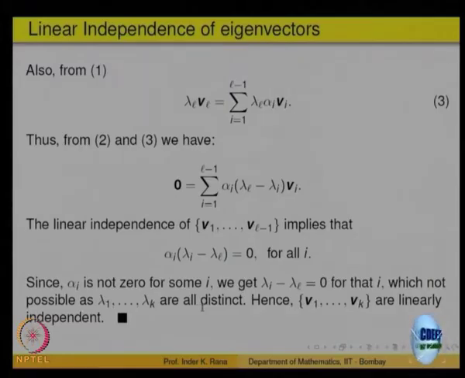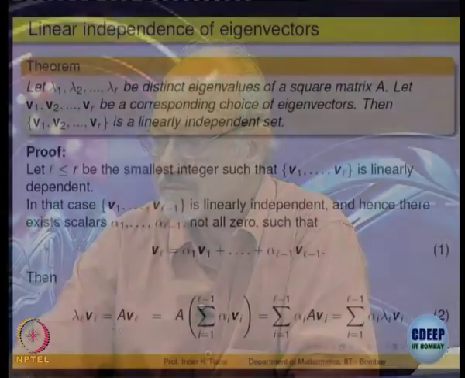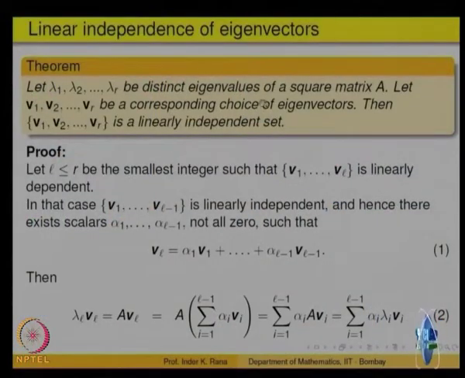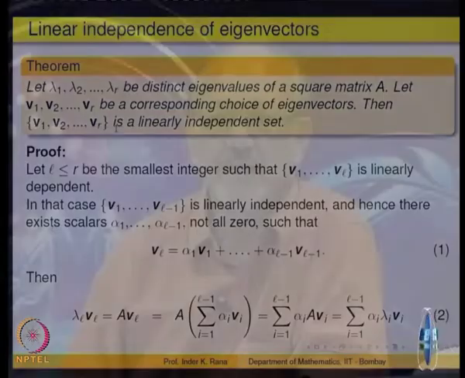That means if we assume there is an l such that V1, V2, ..., Vl is linearly dependent, then such a thing does not exist. That means all of them are linearly independent. So the theorem says that if lambda 1, lambda 2, ..., lambda r are distinct eigenvalues of a square matrix, and you pick an eigenvector for each of these eigenvalues, V1, V2, ..., Vr, then that is a linearly independent set. That means the eigenvectors corresponding to distinct eigenvalues are linearly independent.